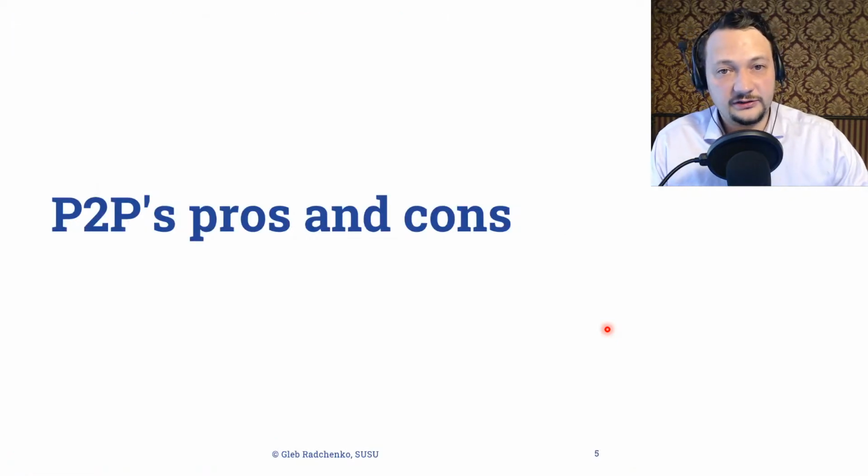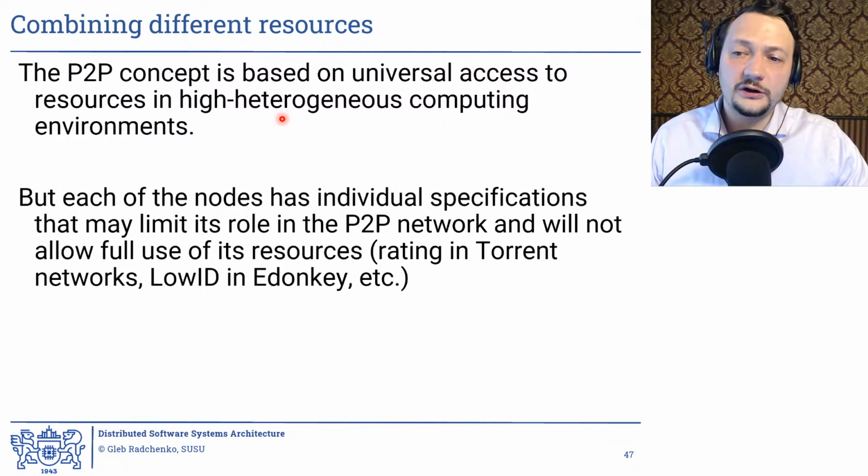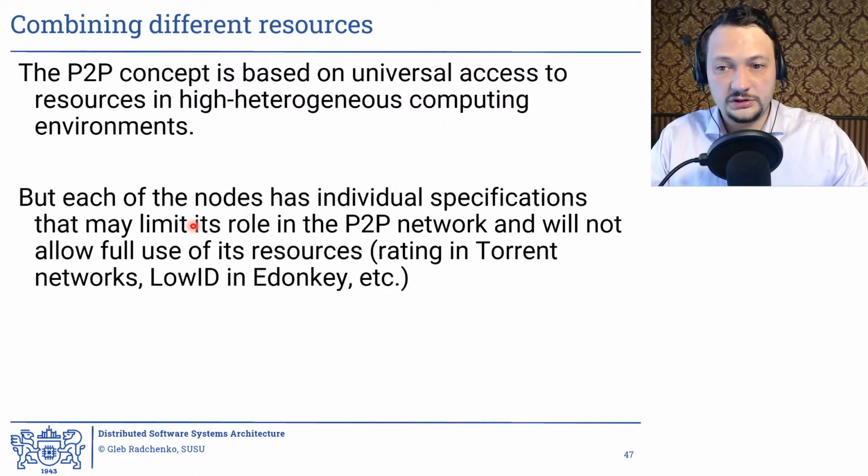So, some final thoughts about the peer-to-peer approach. What are the pros and what are the cons of peer-to-peer? First of all, when you combine different types of resources, the peer-to-peer concept allows you to organize universal access to resources in highly heterogeneous computing environments. But you need to know that each of the nodes in a peer-to-peer network has its own individual specifications that may limit its role in the network.